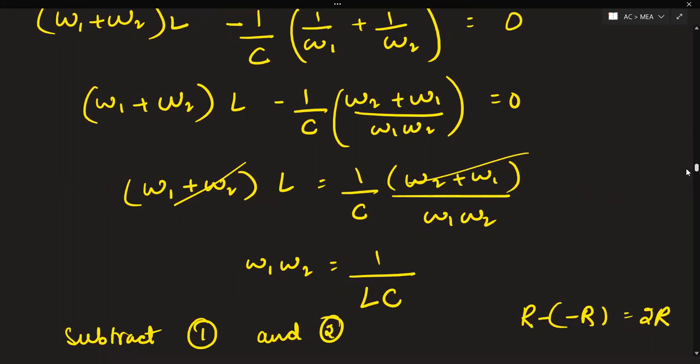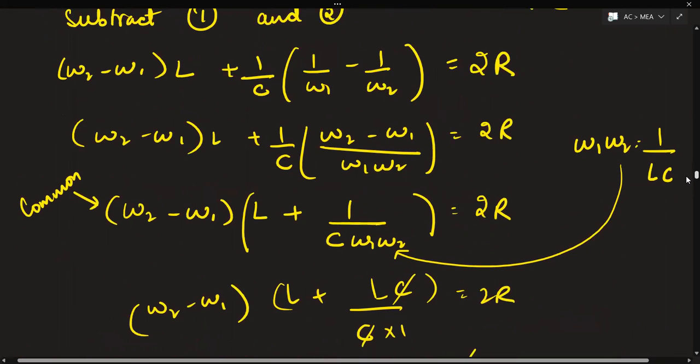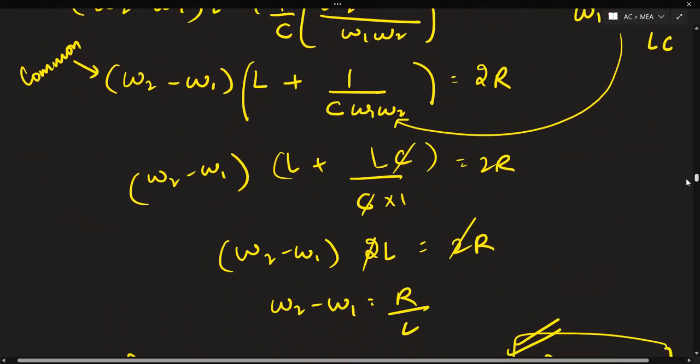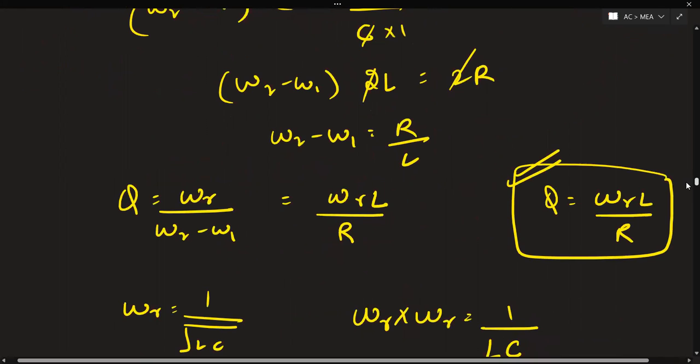When you copy down, wherever you have a problem, ask me. So by adding them, you'll get this value, omega 1 into omega 2 is 1 by LC. When you subtract these equations, you will get the value of omega 2 minus omega 1 as R divided by L. It is lengthy, but the mathematics used is very easy. Neither integration nor differentiation, nothing is used. Simple algebra is used over here. We also have the value of Q. So we get the value of Q as omega R into L divided by R using these two values. We have the value at resonance, and we have the difference between them.